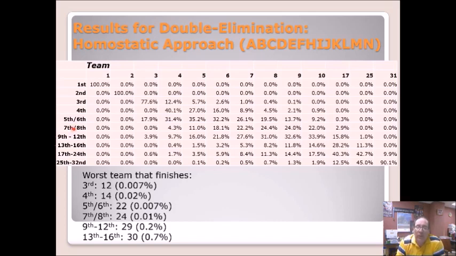So here's what we find for the homostatic approach. We're going to start here. The best team, this goes over here, this tells you the quality of the team. The best team ends up finishing first 100% of the time. Anytime you do this in a double elimination tournament, the first and second team will always finish first and second. So the real question is how well does it do for the third best team?